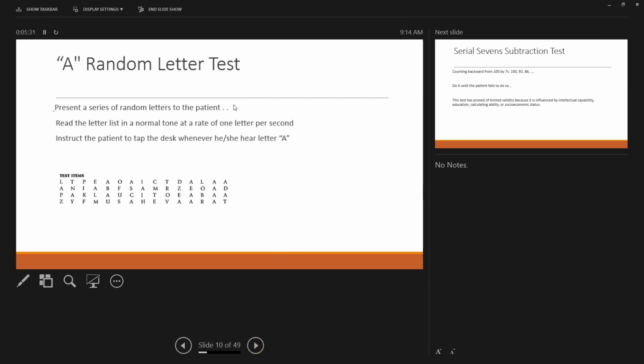In a random letter test, we will present a series of random letters to the patient. We will ask the patient to tap the desk whenever he or she hears the letter E. The letters should be read in a normal tone at the rate of 1 letter per second.